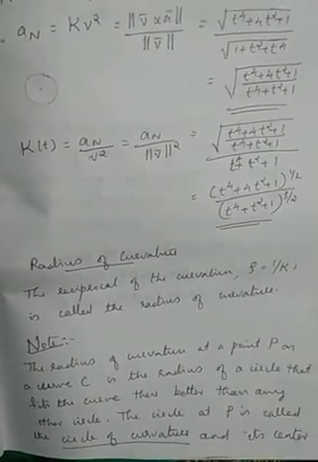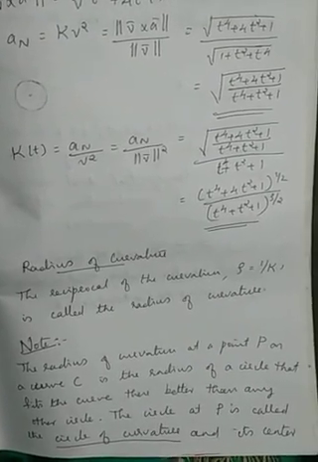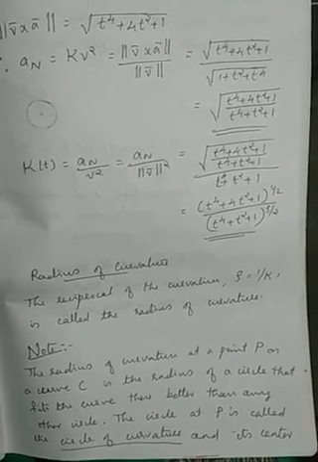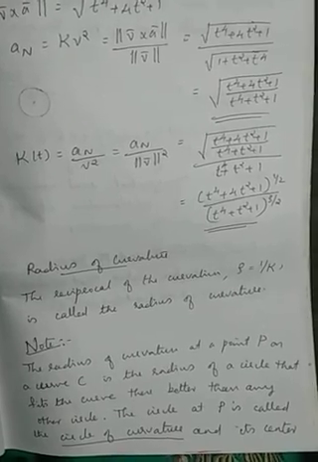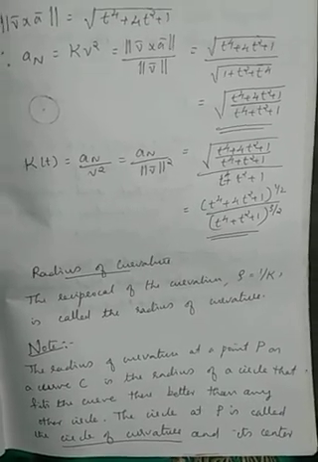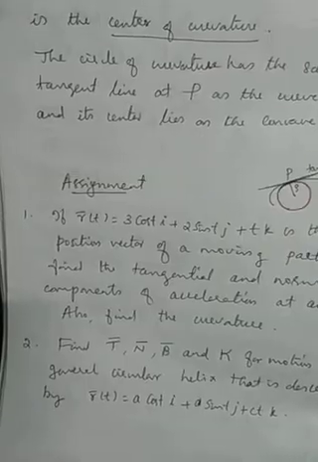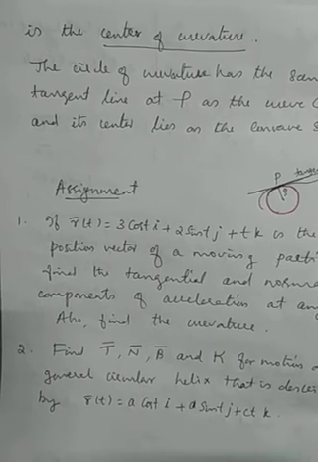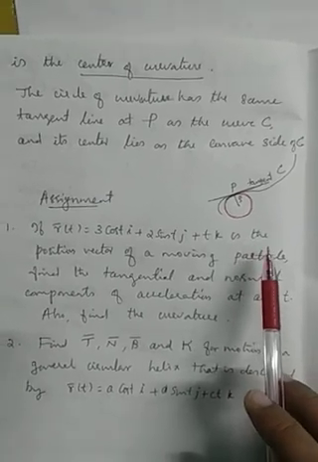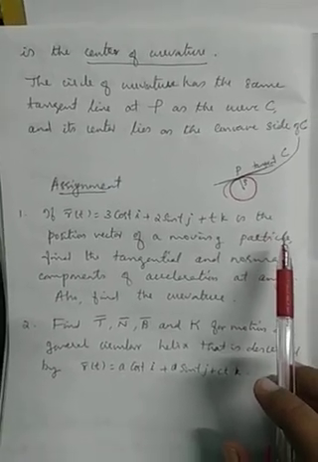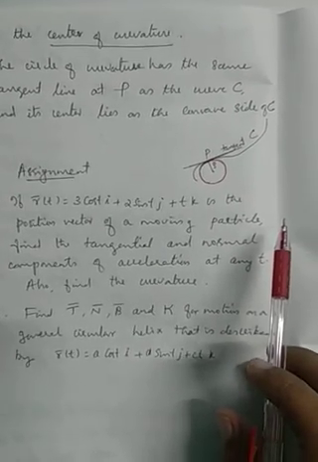Actually, the radius of curvature at a point P on a curve C is the radius of a circle that fits the curve there better than any other circle. The circle at the point P is called the circle of curvature and its center is called the center of curvature. The circle of curvature has the same tangent line at P on the curve C and its center lies on the concave side of C.